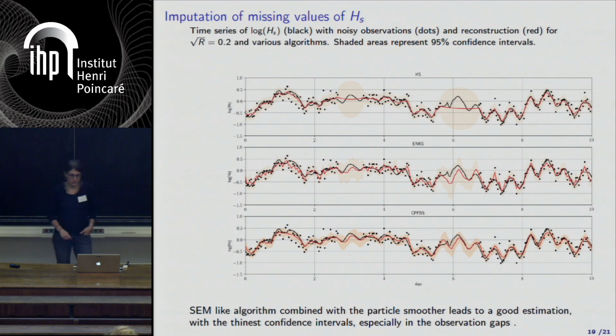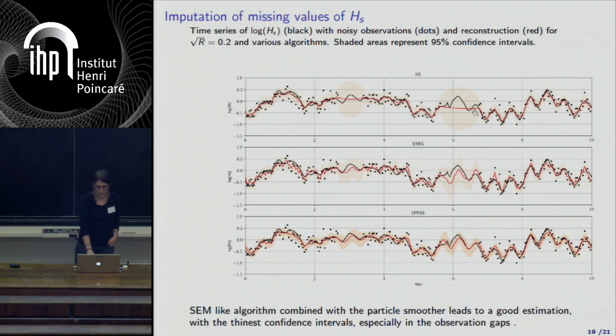And here to finish, the time series. I did a zoom on the first 10 days. The first line is what we do with the Kalman smoothing, then ensemble Kalman smoothing, and then the particle smoothing. The dots are the observations. The black line corresponds to the true time series without observation noise, and the red line is what we reconstruct. And the shaded area corresponds to confidence intervals.